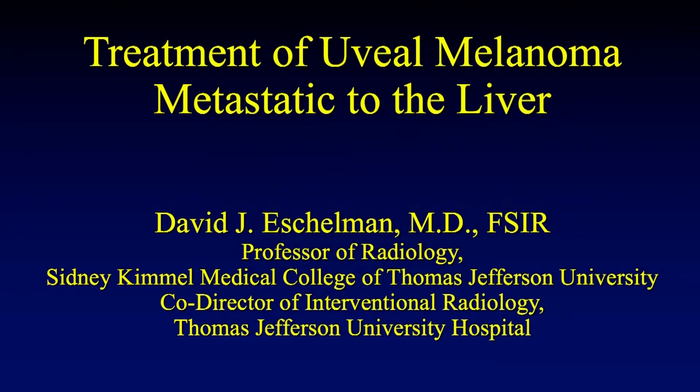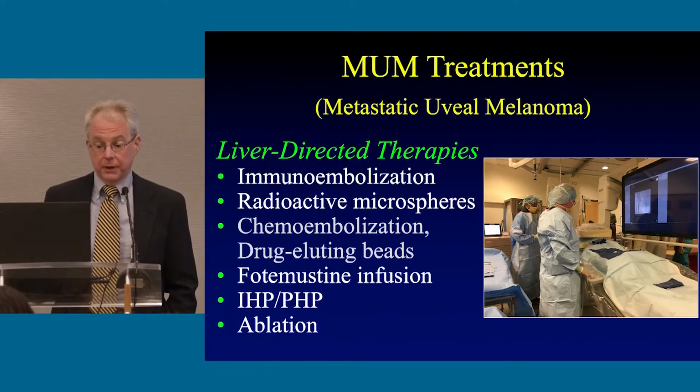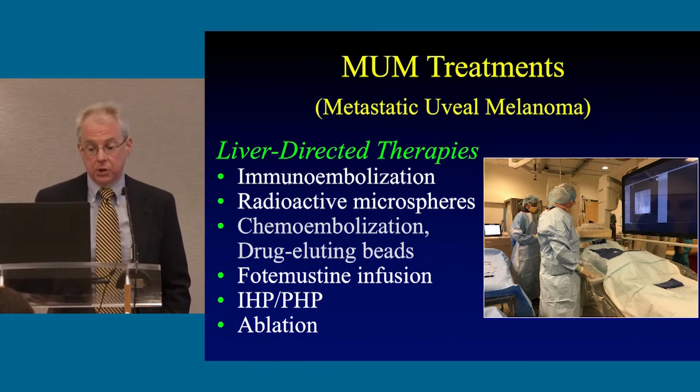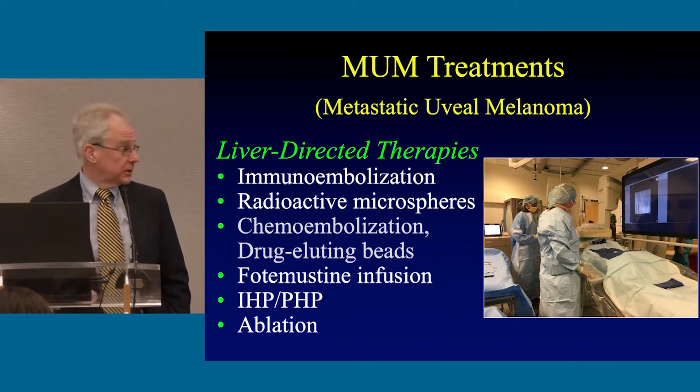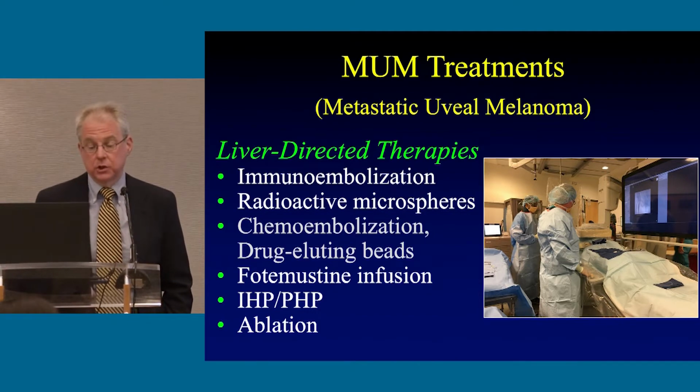Most of the liver-directed therapies we offer involve some sort of embolization. Embolization means putting something into an artery to block it off. That could be temporary, that could be permanent. We'll start by giving a brief review of immunoembolization and then go through some of these other therapies, such as radioactive microspheres, chemoembolization, percutaneous hepatic perfusion, and ablation.